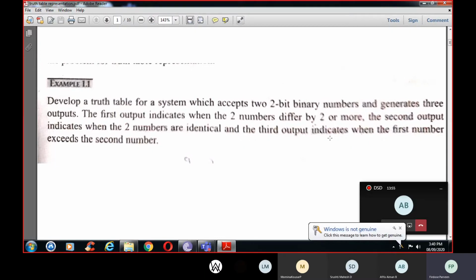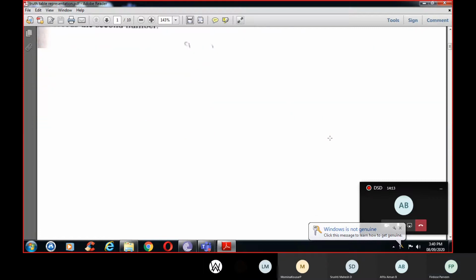The second output indicates when the two numbers are identical. That means when both numbers are the same, the output will be 1. And the third output indicates when the first number exceeds the second number. If the first number is greater than the second number, the last output will be 1. So how is it written?